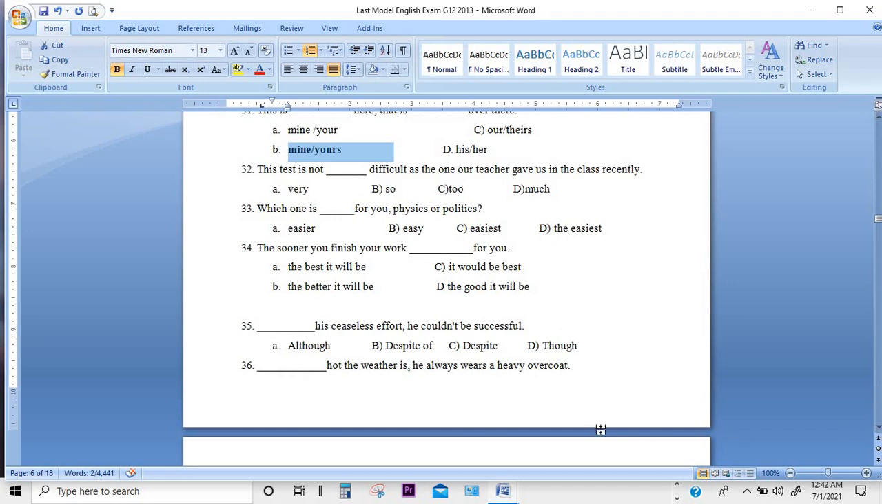A comparison. As you can see, the second conjunction appears here: "as this test is not dash". So what he missed here is another conjunction, "difficult" is the adjective, "so as" structure. In similarity, if we talk about it, we have "so as" with a negative "not", so it's the "so as" structure. Since we have "not", it will be "so as". So our answer will be B: this test is not so difficult as the one our teacher gave us.